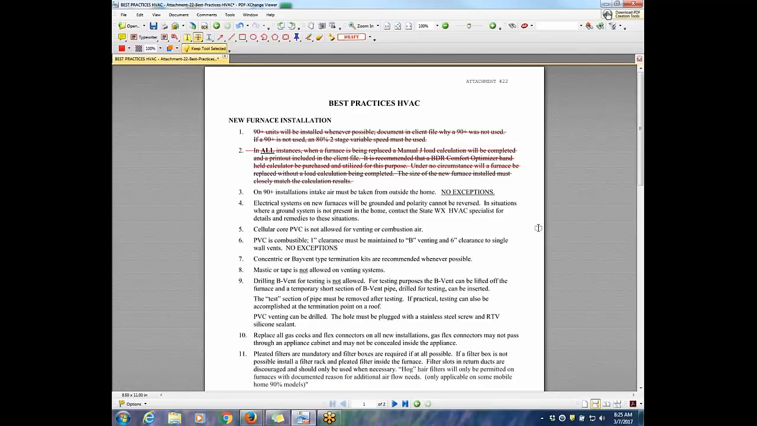It says best practice is to install sealed combustion direct vent. Direct vent means both pipes go to the outside. Has anyone got any problems with us just getting rid of that? And is there anyone who is not installing them as direct vent for some strange reason? I'm taking that as everyone's cool with that just going away.